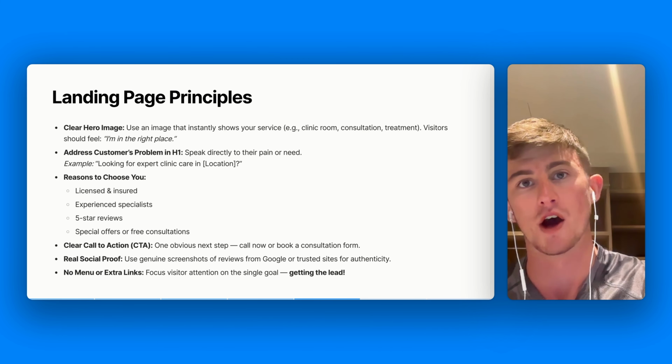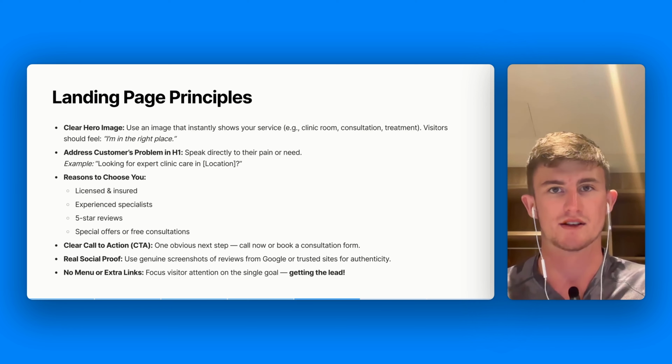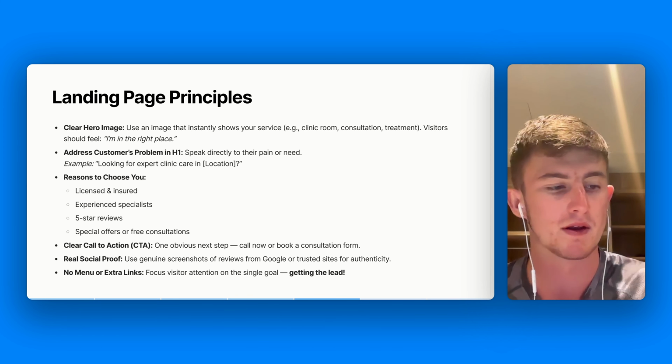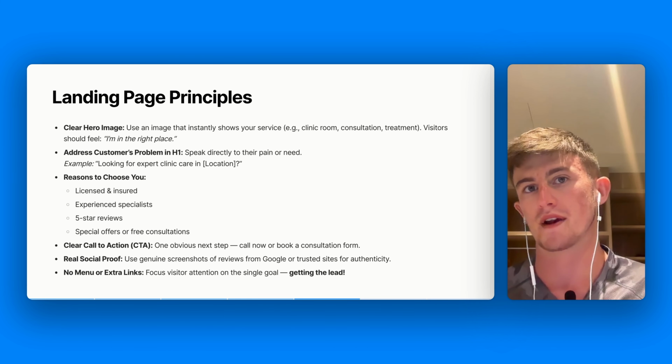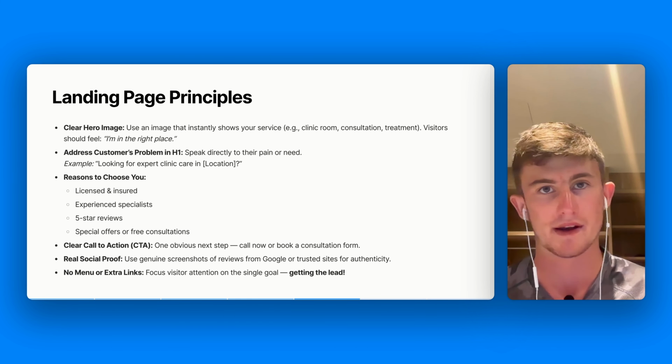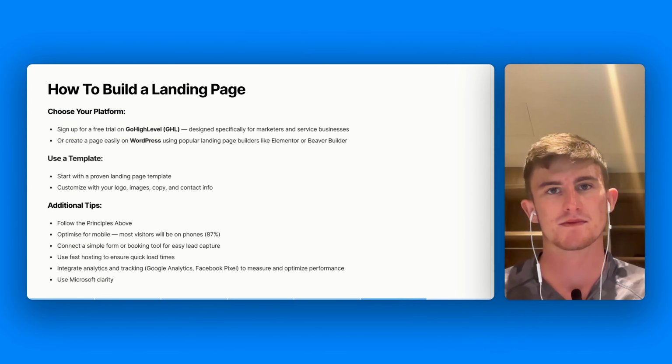Finally, we want no extra menus and no extra links. We want our landing page to be one page. We don't want there to be a link bringing them to another page. We want no menu and no extra links. We want one page. We don't want anything else to have to load. We don't want any extra links bringing them to another page. We just want the one page so we can load fast and we can get the lead. That's it.